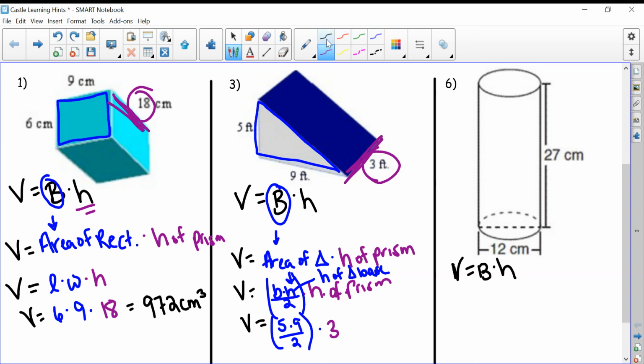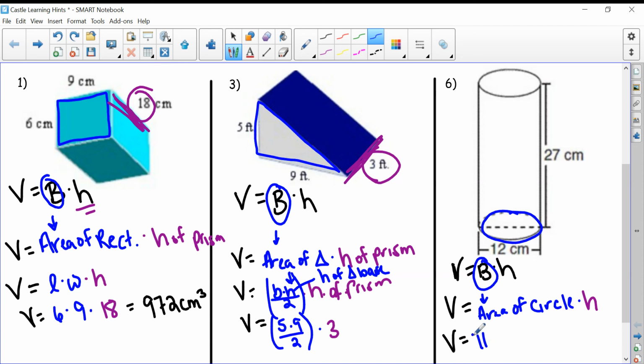Okay, the last one is a cylinder, which is a type of prism. So volume equals, again, my capital B, in this case, is the area of this shape here, which for a cylinder is a circle for my base, times the height of the prism. Okay, and I know that my area of a circle is pi r squared times the height of the prism.